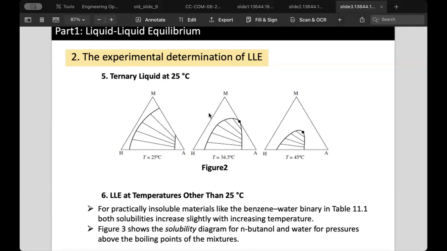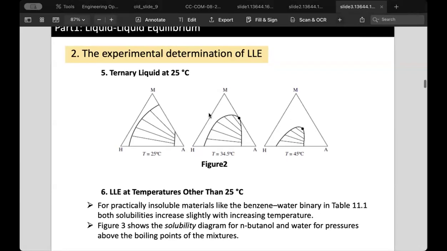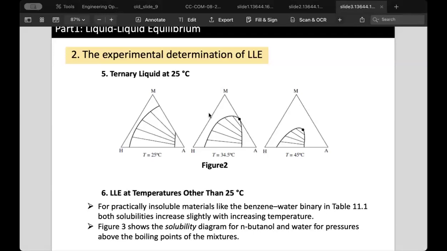So in some systems, when you change the temperature, you change the shape and area of the two phase and one phase regions. Of course, because you change the temperature, the solubility of each component changes, right?